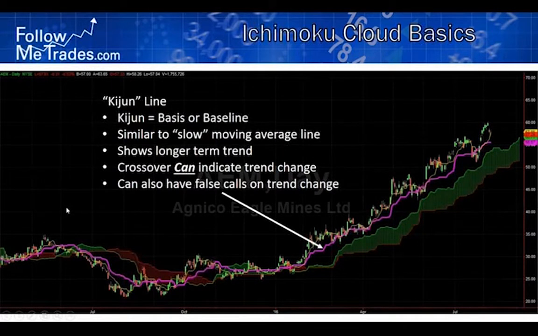Okay, the purple line, or the Kijun line, is the basis of the baseline. It's similar to a slow-moving average line, and it's calculated the same way. There's a number of look-back periods, and again, in a simple moving average, we're taking the average of the closing price, and in Ichimoku Cloud, we're taking the average of the highest high and the lowest low. Okay? And again, when the fast line crosses over the baseline, it can indicate a change in trend, but it can be wrong as well.